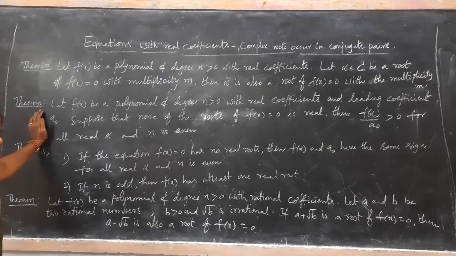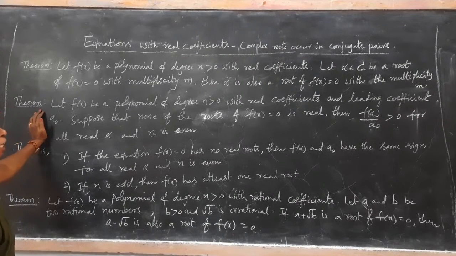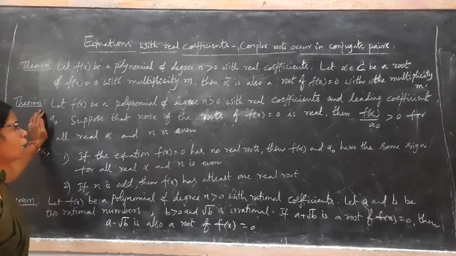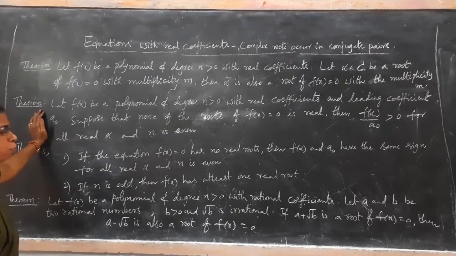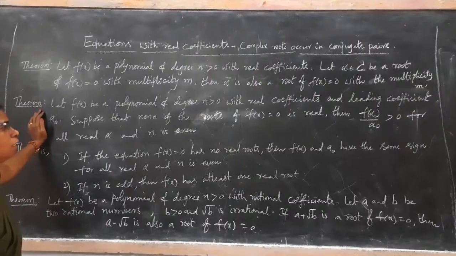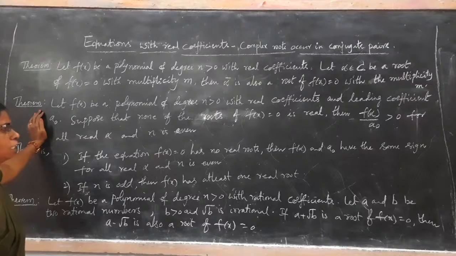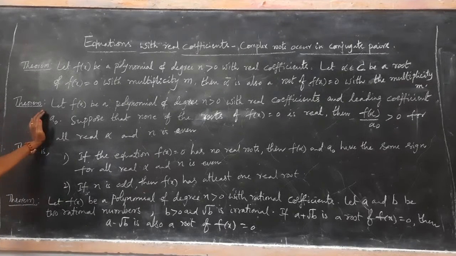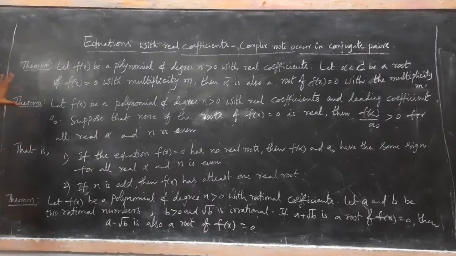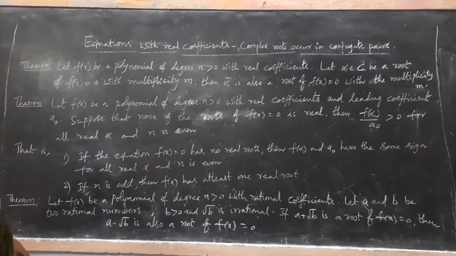Keeping in view the IP examination, I am not giving the proof of these theorems here because they do not have that much importance regarding the examination. So see here what these theorems say. First of all, see the theorem. Let f(x) be a polynomial of degree n greater than 0.